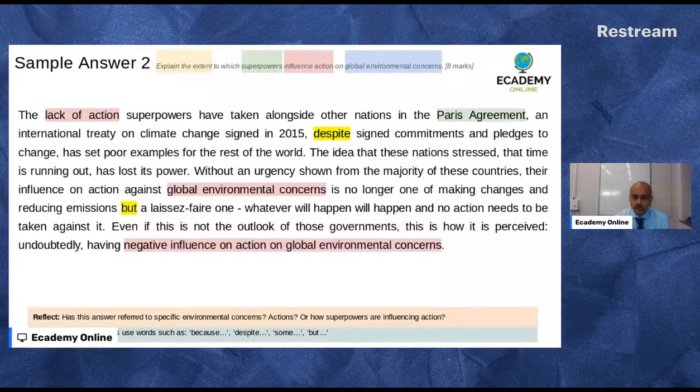Okay, good stuff. Right, let's read this through together. "The lack of action superpowers have taken alongside other nations in the Paris Agreement and the Treaty on Climate Change signed in 2015, despite signed commitments and pledges to the change, has set poor examples for the rest of the world." Right, so stylistically, starting off, what's this answer doing, stylistically speaking?